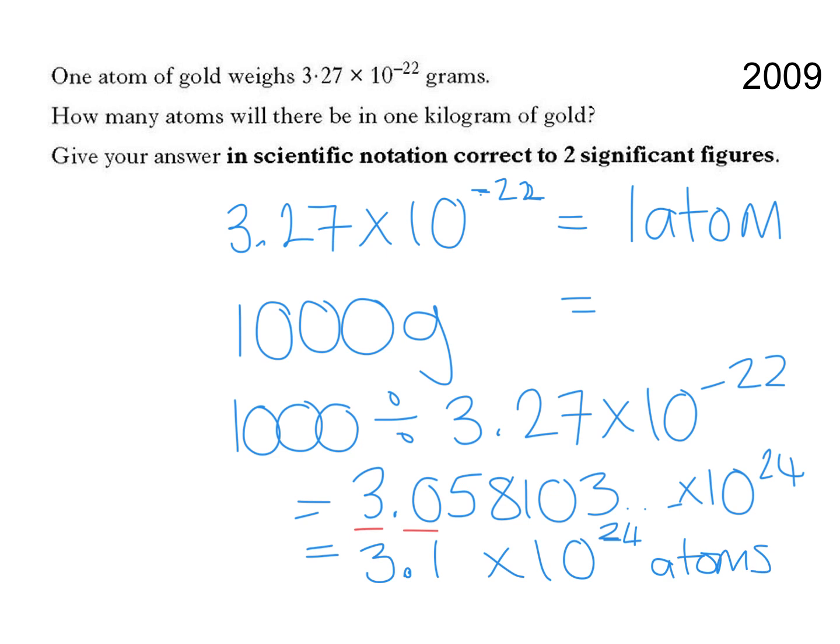All right. So again, it's the wording of that one. We know it's a divide, but which way round is it? We're seeing how many atoms fit in a kilogram. So it's a kilogram divided by the weight of an atom.